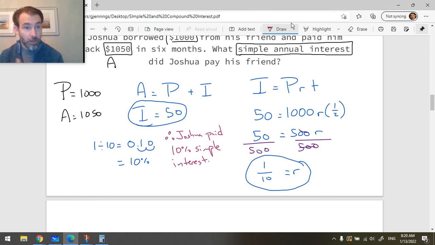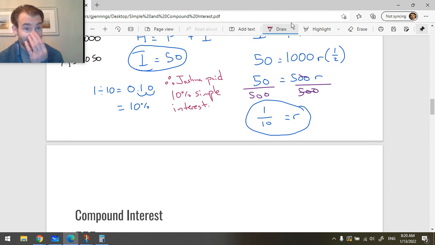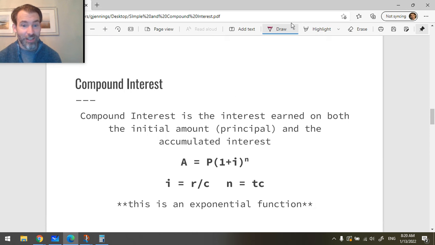Not so bad, eh? So now we can solve for the rate. We can solve for the amount at the end. You could even solve for time because these are linear. It's just all just lines.